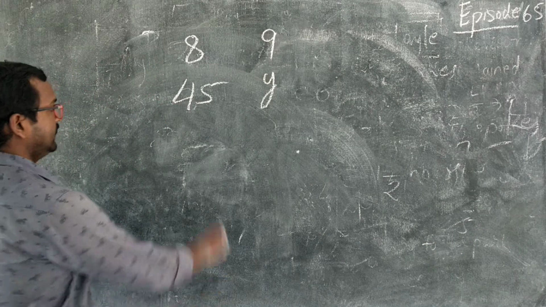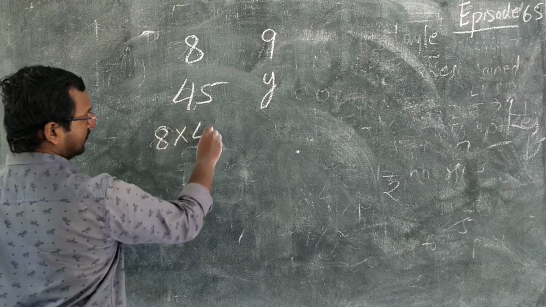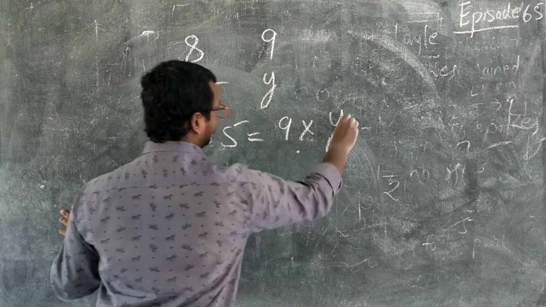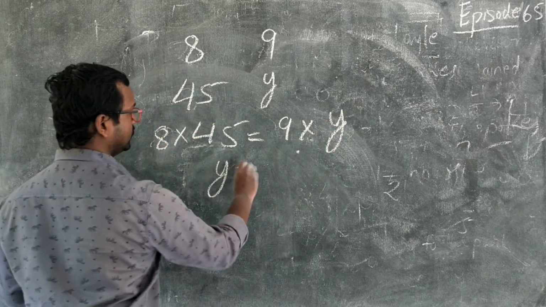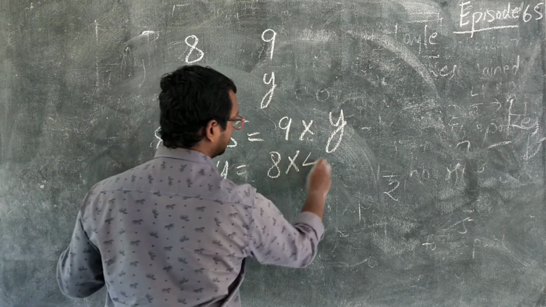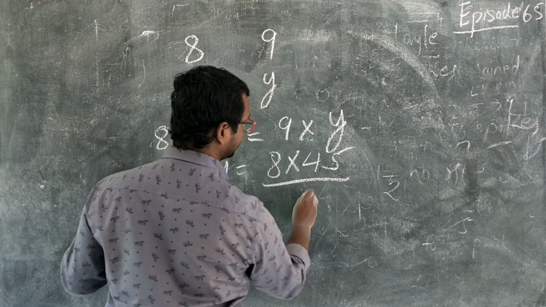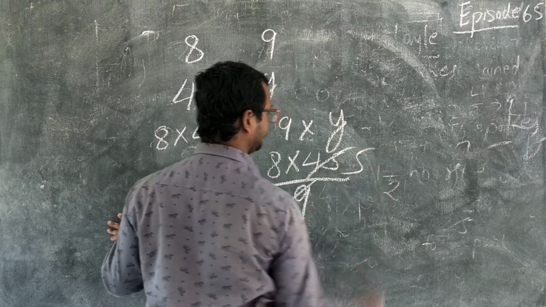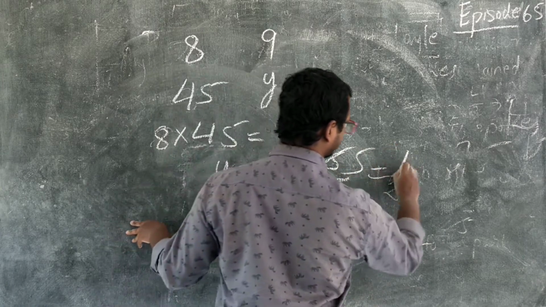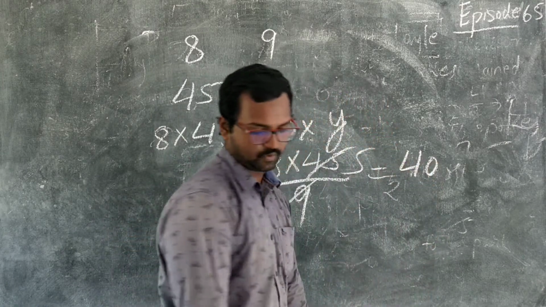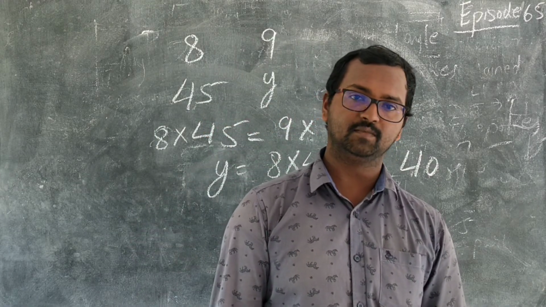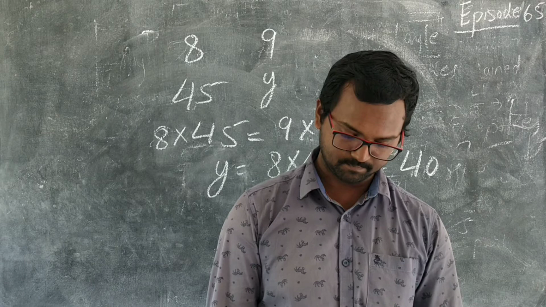So here x1, y1 is equal to x2, y2. From here we get the value y is equal to 8 into 45 divided by 9. If you divide 45 by 9 we get 5, and 8 5s are 40. So if there are 9 periods, then each period can have only 40 minutes.